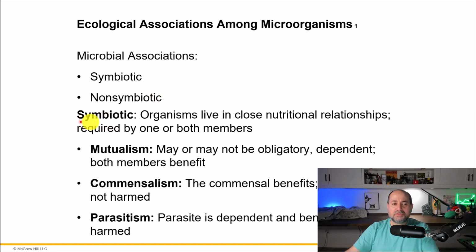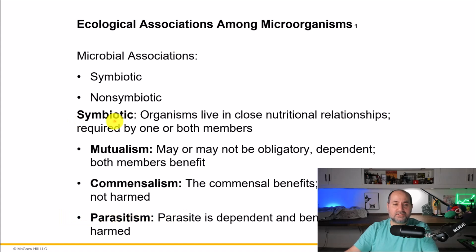Now, this last type of symbiotic relationship really trips students up because they don't think of it as a symbiotic relationship. When people think of symbiotic relationships, they think everyone's helping each other out. Remember, symbiotic simply means organisms living in close nutritional relationships. It could be friendly or it could actually be adversarial. So for instance, parasitism is a type.